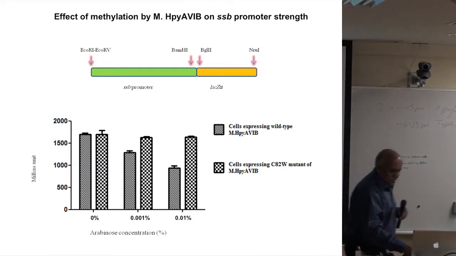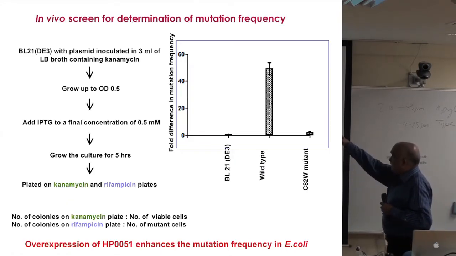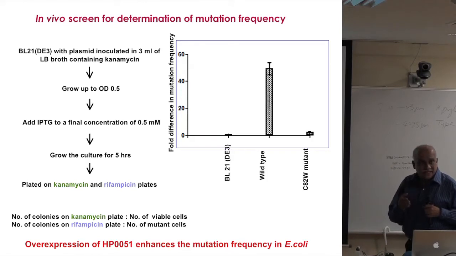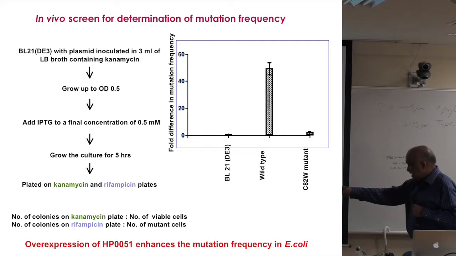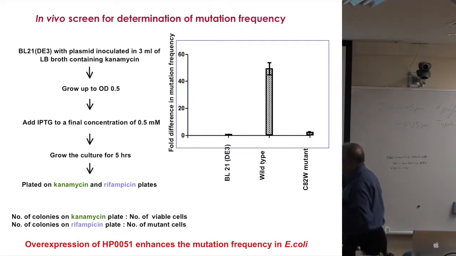And that's exactly what we did in the next study: an overall in vivo screen for determination of mutation frequency. This is the rifampicin assay that most E. coli genetics people use. And we showed that expression of this enhances the mutation frequency. When you have the catalytically inactive mutant, for example, the fold difference is not much, but when you have the active one, you get a huge amount. So all over the genome, mutations are increasing.